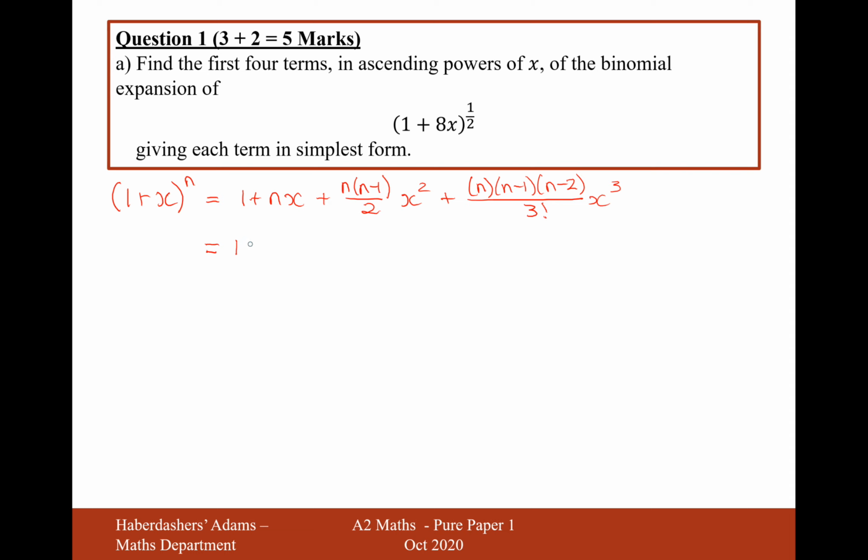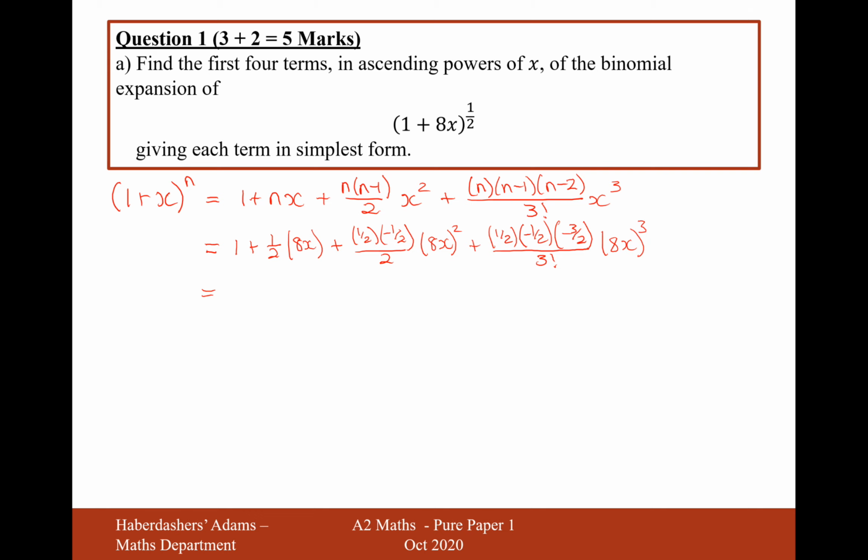So it's going to be 1 plus a half times 8x, plus a half times, and then a half minus 1 will be minus a half, over 2, times 8x squared, plus a half times minus a half, and then minus another 1 from it, that will give us minus 3 over 2, over 3 factorial times 8x cubed.